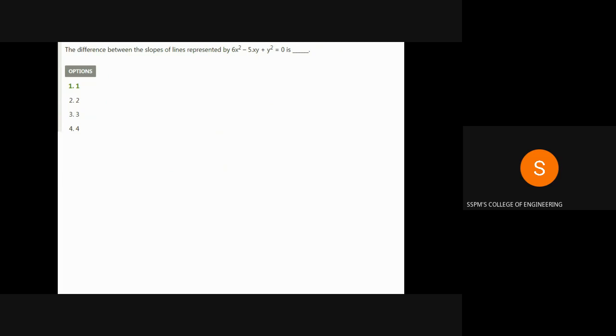Now, next question. The difference between the slopes of the lines represented by this is what? Now we have to find the difference between the slopes. Suppose m1 is the slope of the first line and m2 is the slope of the second line. We have to find m1 minus m2 is equal to what?